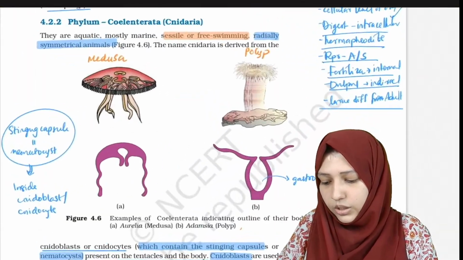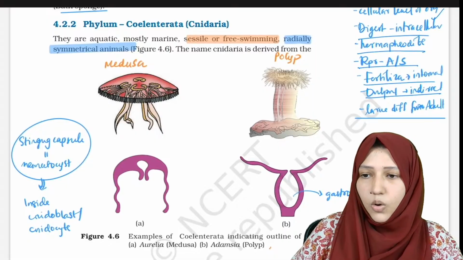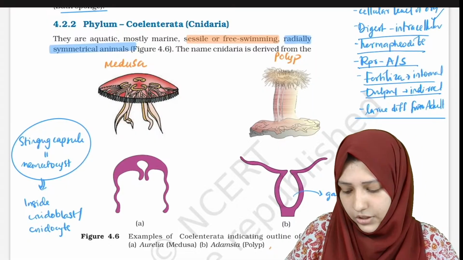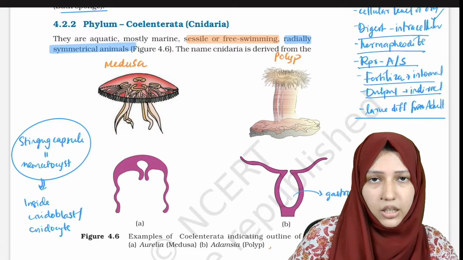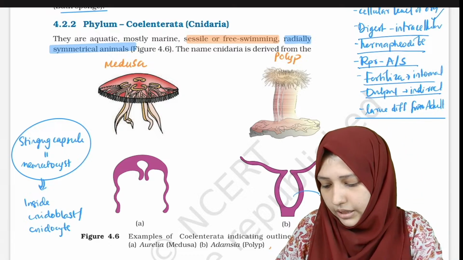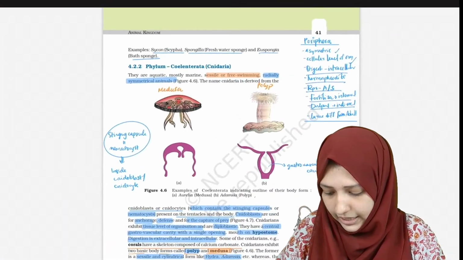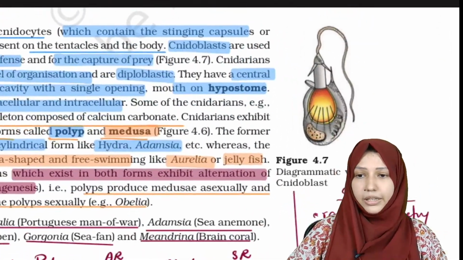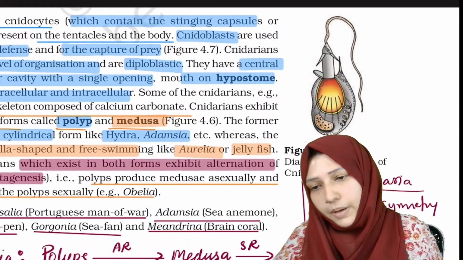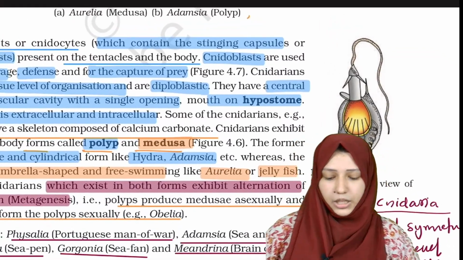Okay, now going into the next phylum, phylum Coelenterata. What is the next phylum? Phylum Coelenterata, which is also known as phylum Cnidaria. Clear? Okay. They are aquatic and mostly marine. First, as we said for the phylum Porifera, we will discuss the basic characteristics of phylum Cnidaria also.